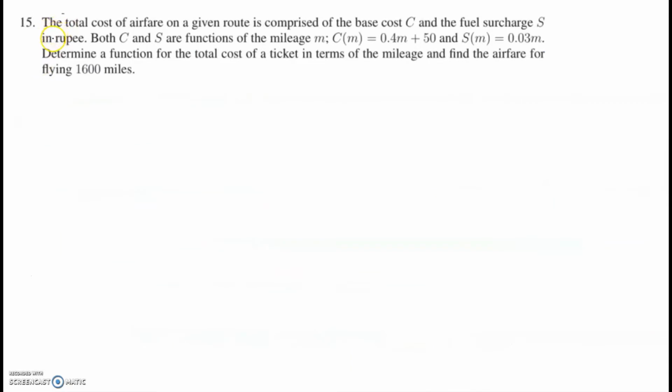Question number 15. The total cost of airfare on a given route is comprised of the base cost C and the fuel surcharge S in rupees. Both C and S are functions in the mileage M. C of M is equal to 0.4 M plus 50 and S of M is equal to 0.03 M. Determine a function for the total cost of the ticket in terms of mileage and find the fare for flying 1600 miles. So what is given to us?